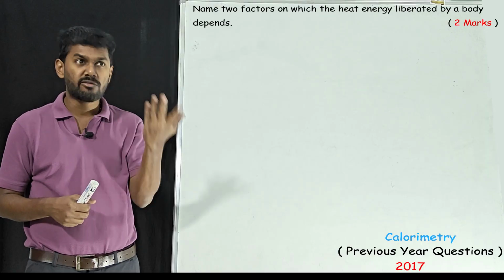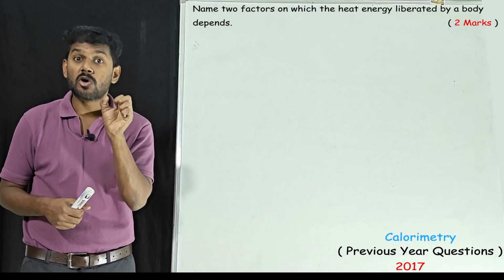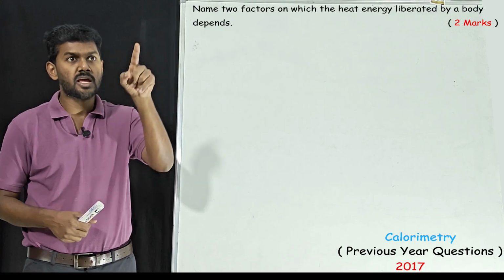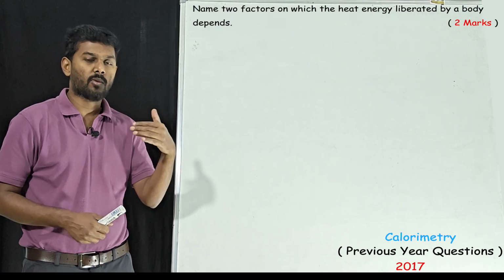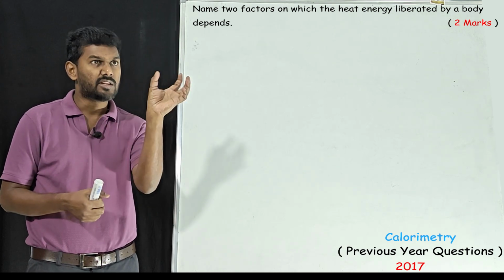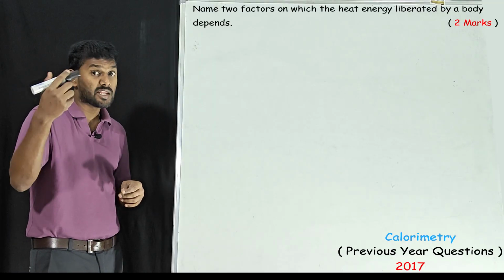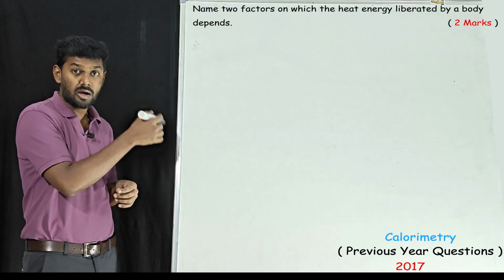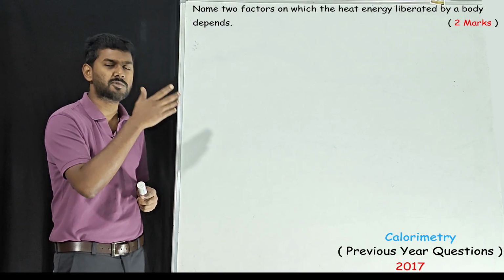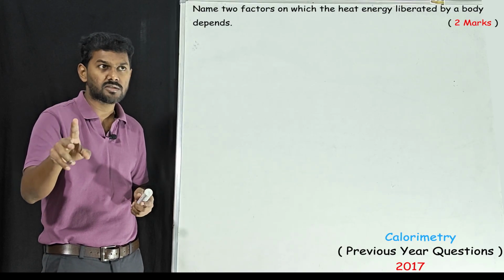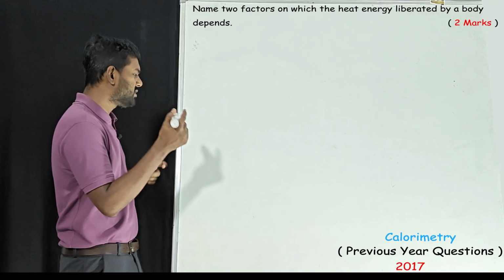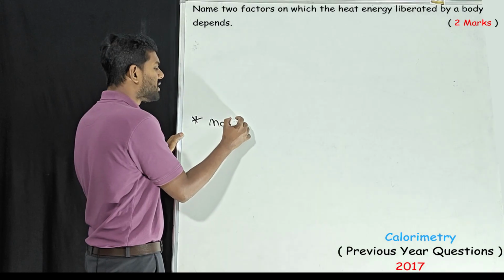So what is the different question? Name the 2 or 3 factors on which the heat energy absorbed by a body depends. Whether it is absorbing heat energy or liberating heat energy, the factors remain the same. Whether the heat energy is going out of or coming into your body, the factors remain the same, so they can change any question. You have to be very careful to answer these kinds of questions. If you know the concept, you can answer. They are asking for 2 factors, but we will go for all 3 factors stated in the textbook. First one, mass of the body.